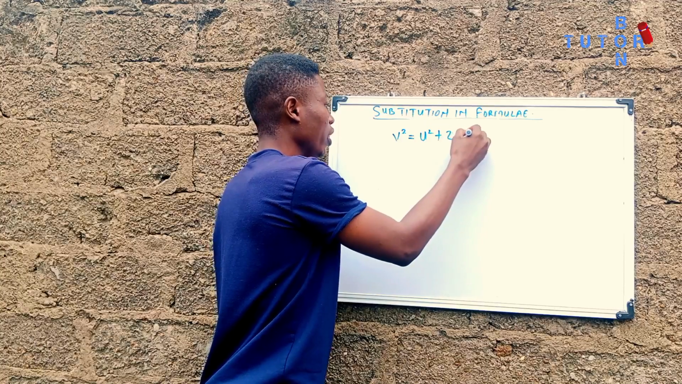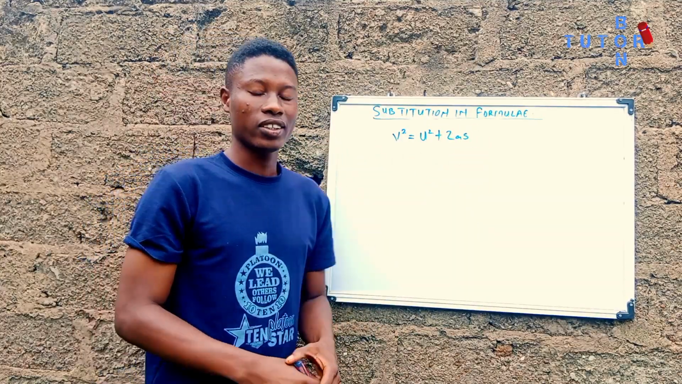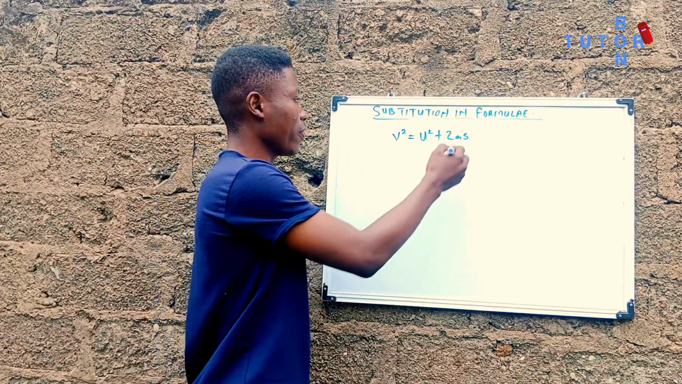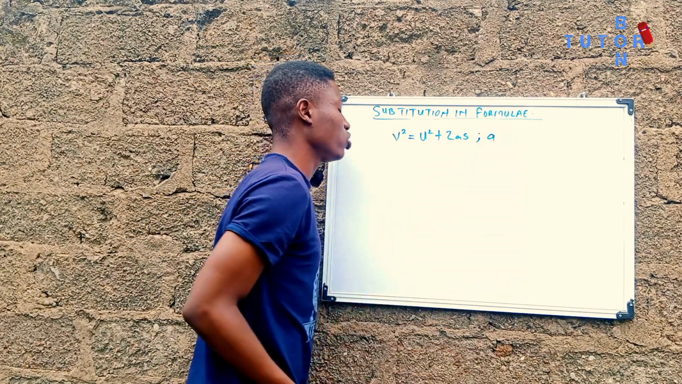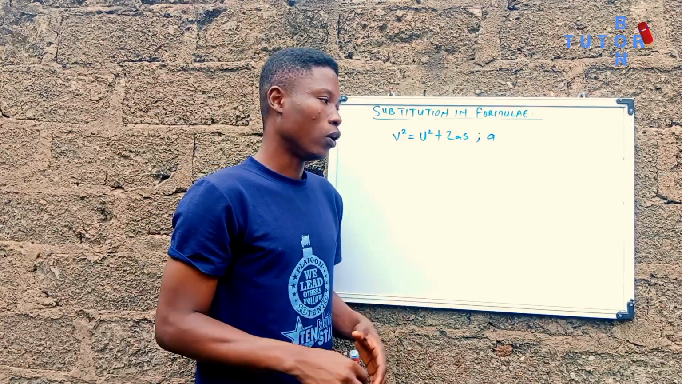Science students, I think we know what this is. This is an equation of motion. We have to express a in terms of all other values. That is, you have to make a the subject of the formula.